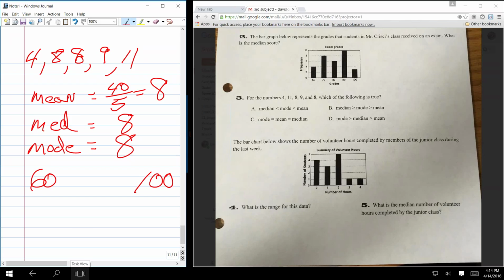Okay. What's the range on number 4? By exactly the same logic. 0 to 4. Correct. What's the median number of volunteer hours completed by the junior class?